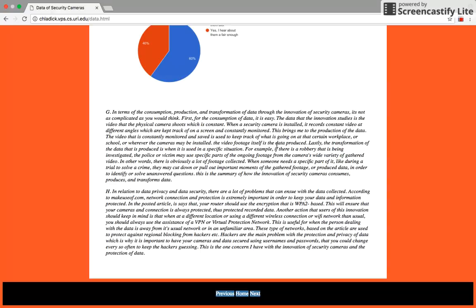In relation to data privacy and data security, it's pretty self-explanatory. There are a lot of problems that can ensue with the data collected. This is the same as an everyday computer, where passwords and usernames are extremely helpful and can protect you against hackers. Hackers exist in the innovation of security cameras as well, as they can hack into your system and stop the constant recording of your establishment, which obviously can be hurtful in the long run.